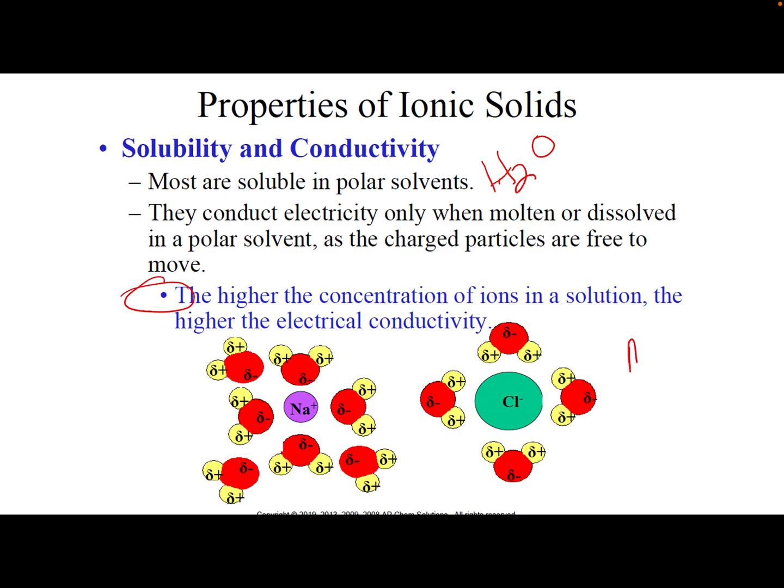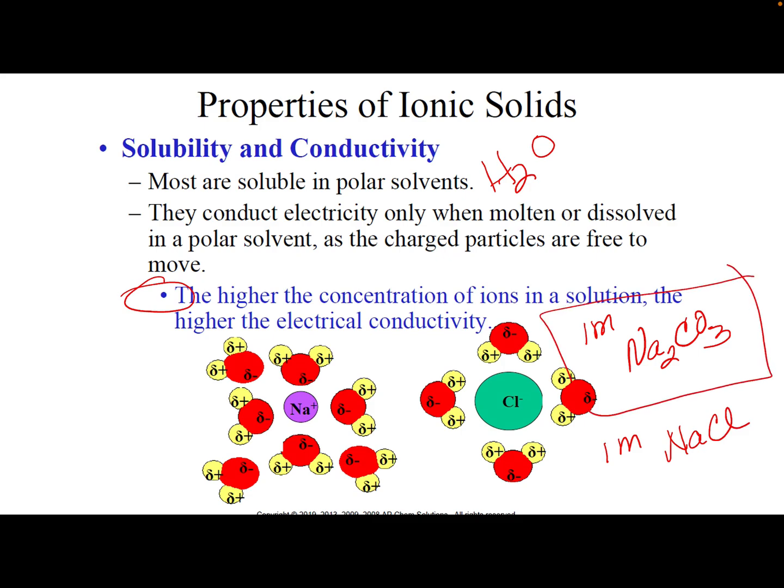This is an interesting statement that the higher the concentration of ions in a solution, the higher the electrical conductivity. So if you had 1 molar sodium carbonate and you compared it to 1 molar sodium chloride, the 1 molar sodium carbonate would be a better conductor of electricity because there are 2 sodium ions and a carbonate ion compared to just a sodium and a chloride ion in the case of sodium chloride.